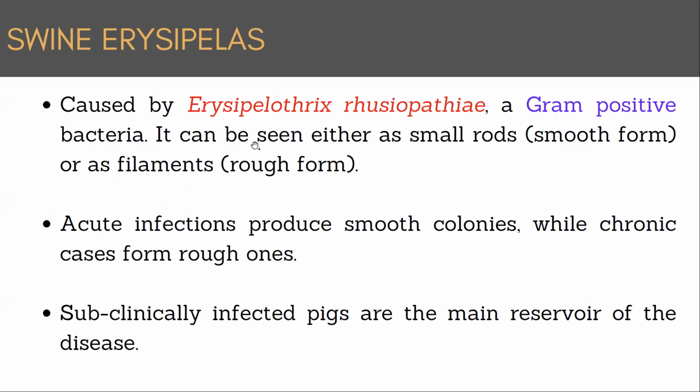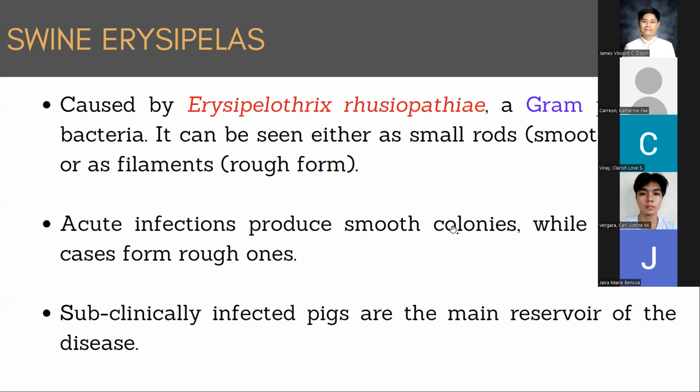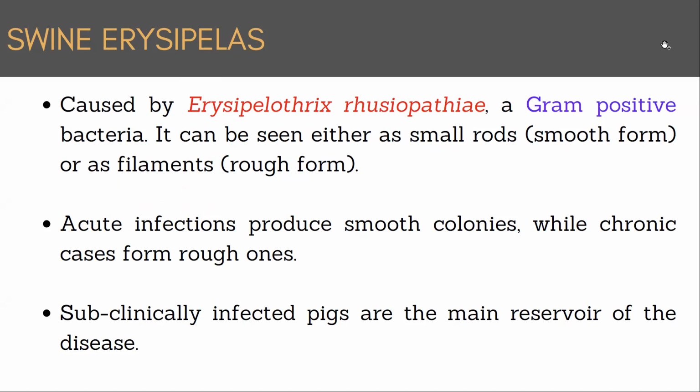the causative agent for swine erysipelas can be seen either as small rods in its smooth form or as filaments in its rough form. So, acute infections of swine erysipelas produce smooth colonies, sa kapag ina-isolate na natin sila sa agar, while chronic cases form rough ones. So, subclinically infected pigs are the main reservoir of the disease. So, yung mga asymptomatic pigs, sila yung common source of the disease.